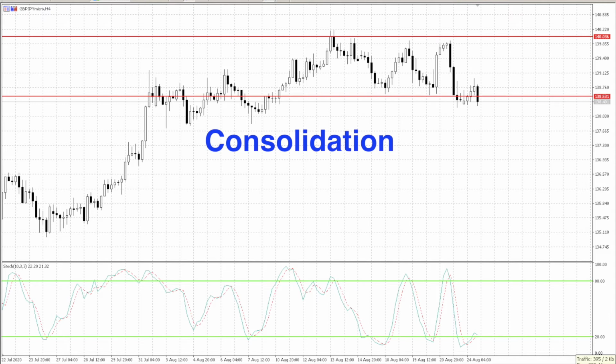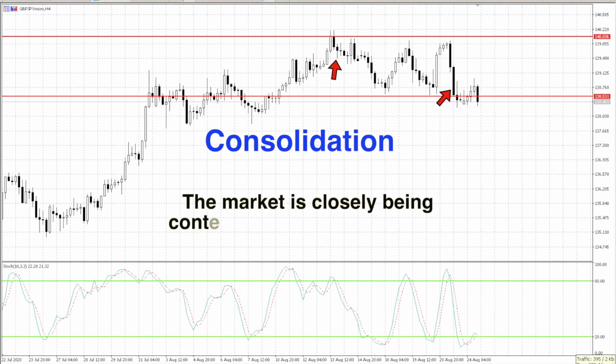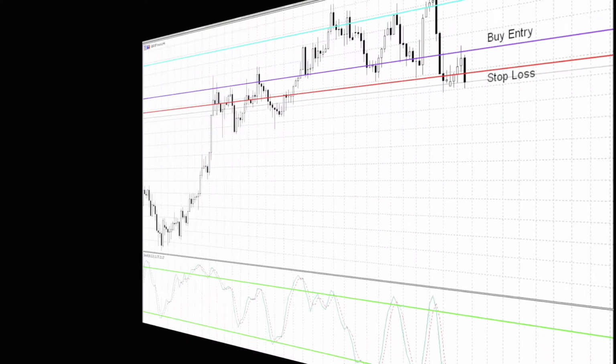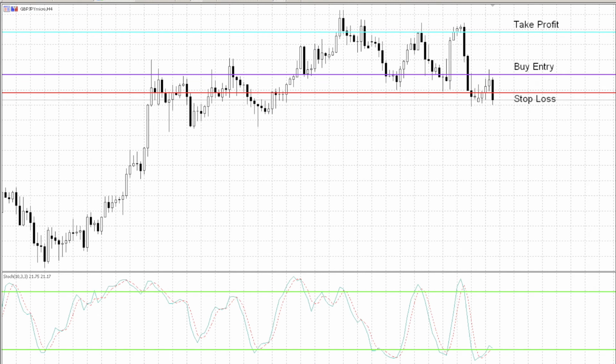Well, from the period of the 13th of August to the 20th of August, the market was stuck in a price range, and this price range is represented by these two red lines. What consolidation tells a trader is that the market is closely being contested by the bulls and the bears. With this in mind, let's have a look at trade 4. With trade 4, I entered buying during this consolidation.